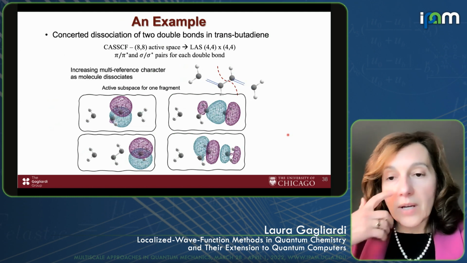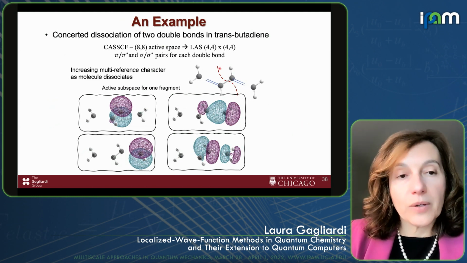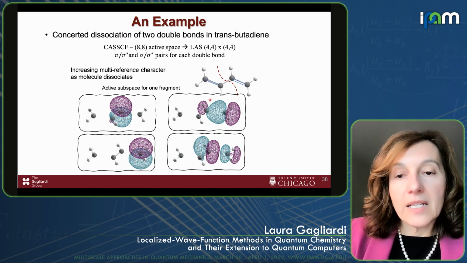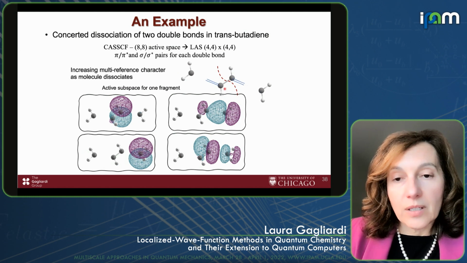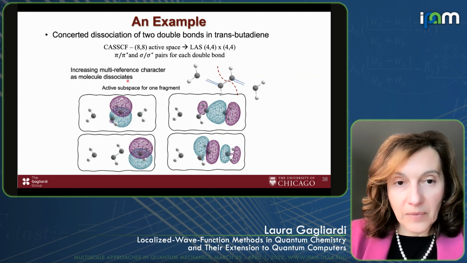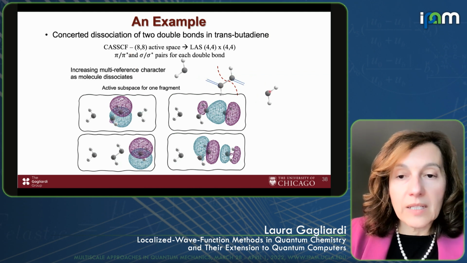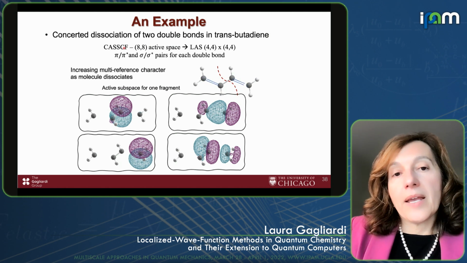So again, let's look at one of these systems. Here we are looking in particular at trans-butadiene. There are two double bonds here that we are breaking. So these are our two fragments. And if one wants to study the full system with CASSCF, it would be a CASSCF 8 in 8.